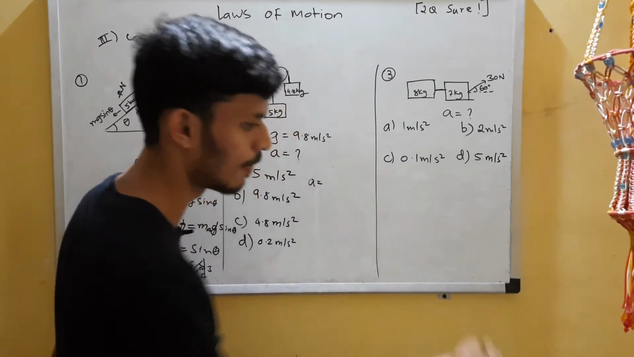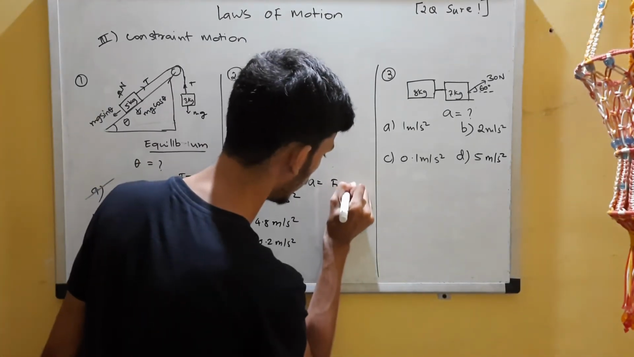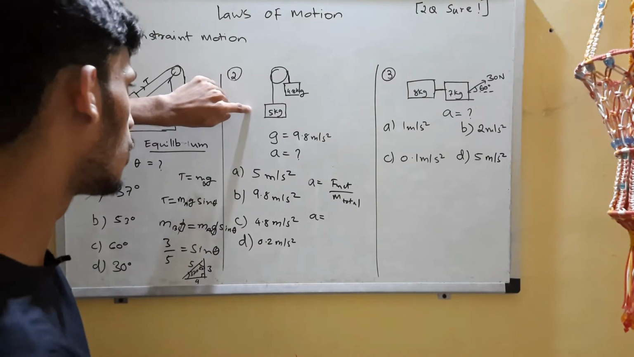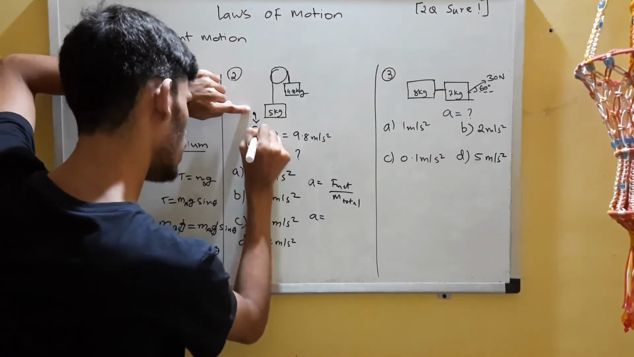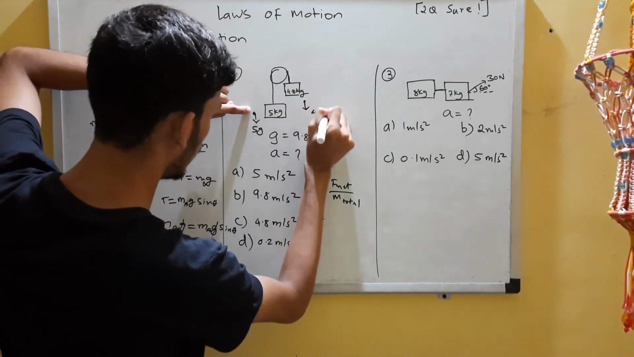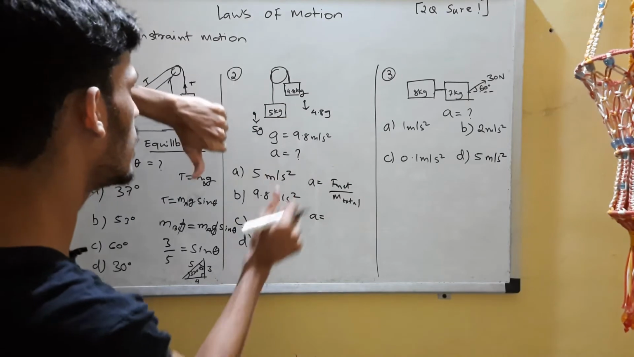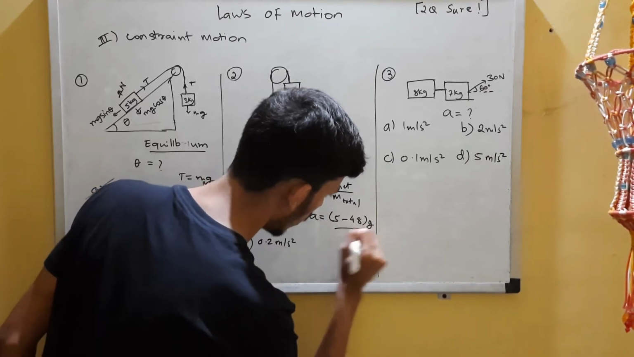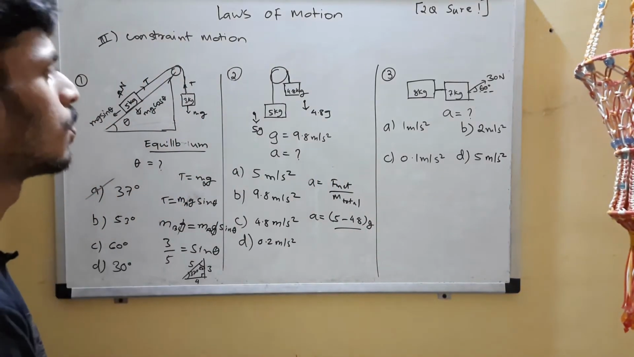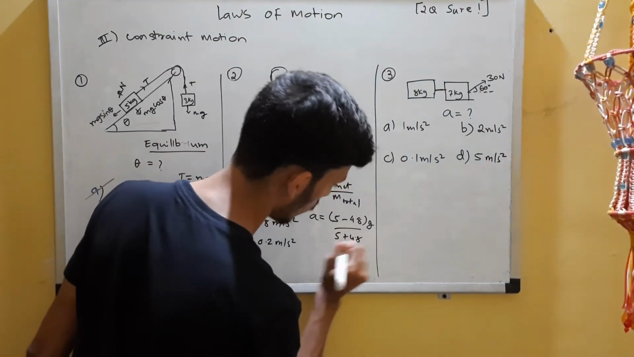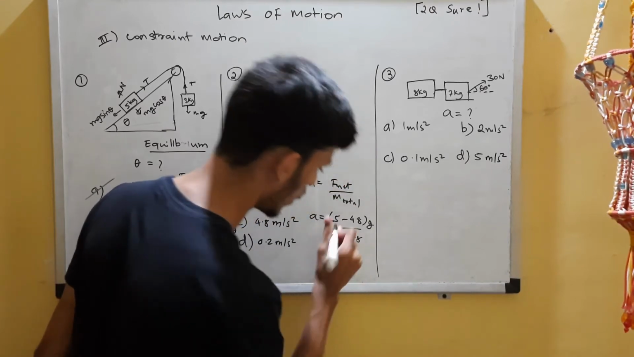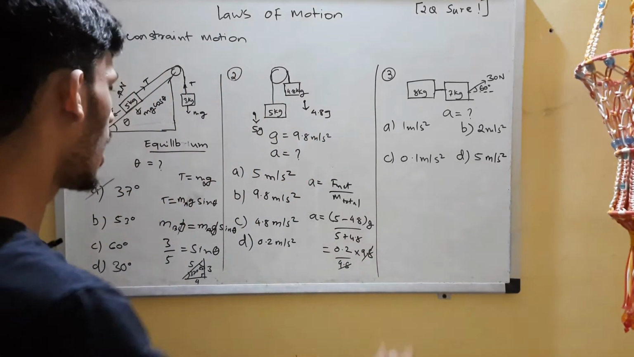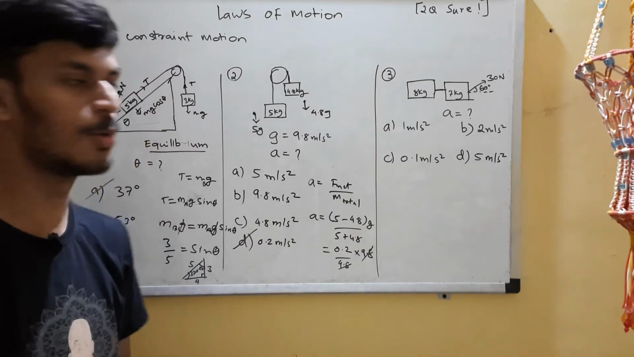Acceleration will be given as F net by the total mass, right? Let's write that: F net by m total. If you see, the net force over here is 5g in this direction and 4.8g in the other, and they are opposing each other. So 5g minus 4.8g, taking g common, upon the total mass, so 5 plus 4.8, that's 9.8. The numerator is 0.2 and this is 9.8. Again, g is also 9.8. This and this will cancel, and you'll have your answer as option D, 0.2 meters per second square.